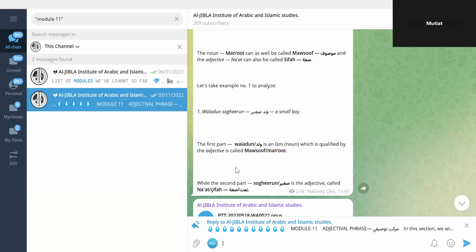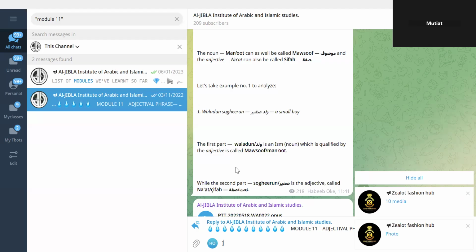Now let's analyze number one. ولد صغير. The first part, which is walad, is an ism, that is a noun, and is the one that is being qualified by the adjective. So we call it man'ut or mawsuf. Walad in this case is man'ut or mawsuf. All right?